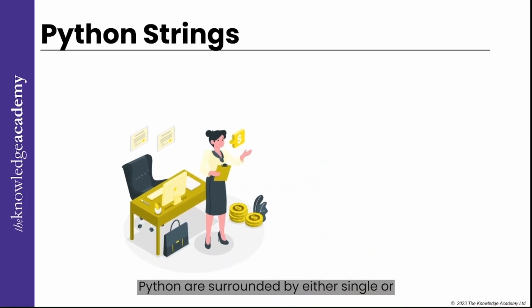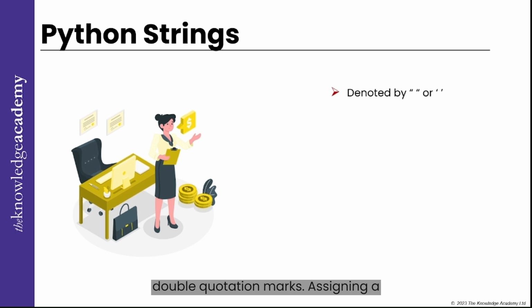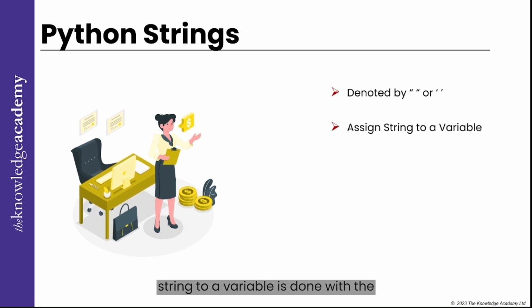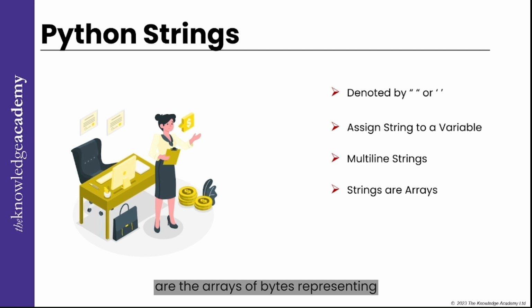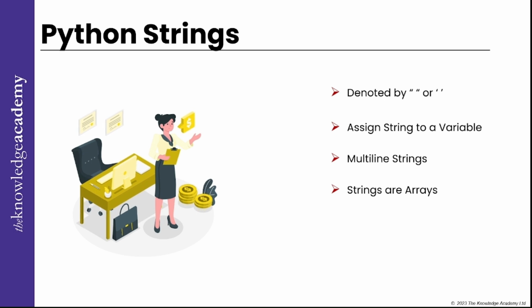Strings in Python are surrounded by either single or double quotation marks. Assigning a string to a variable is done with the variable name followed by an equal sign and the string. You can assign a multi-line string to a variable by using three quotes. Like many other popular programming languages, strings in Python are arrays of bytes representing Unicode characters. However, Python does not have a character data type. A single character is simply a string with a length of 1. Square brackets can be used to access elements of the string.